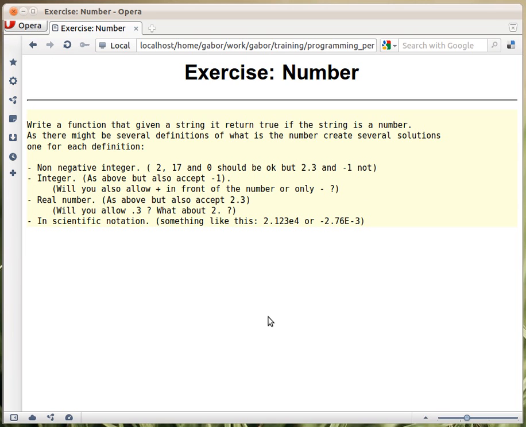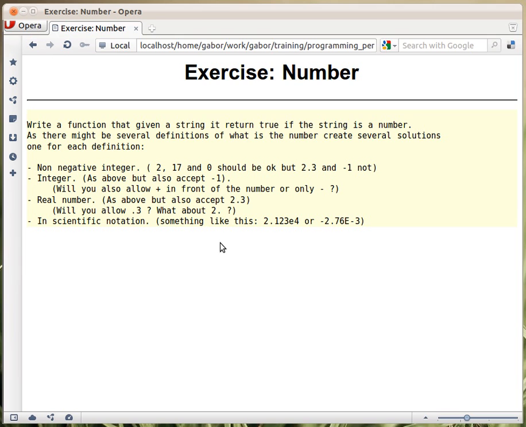not. The next level should be to check whether the value is an integer. So you would accept everything as above, but you also accept minus 1. The question is whether you will accept also pluses, the plus sign in front of the number, or only the minus sign. Then add another function checking for real numbers, so the above or the above, but also 2.3.